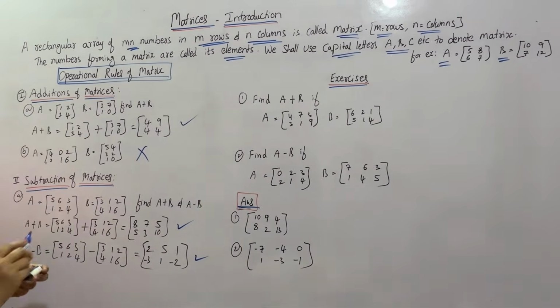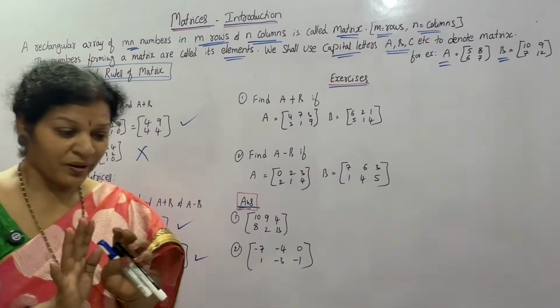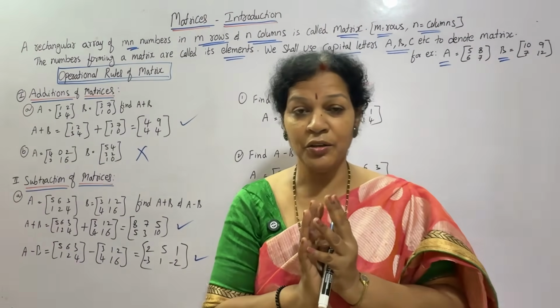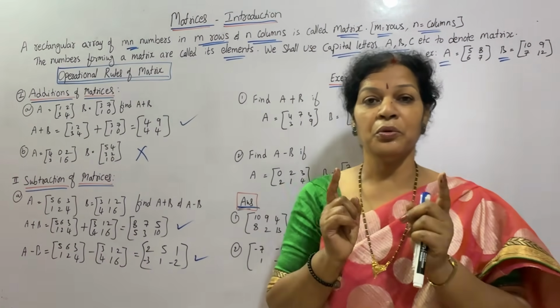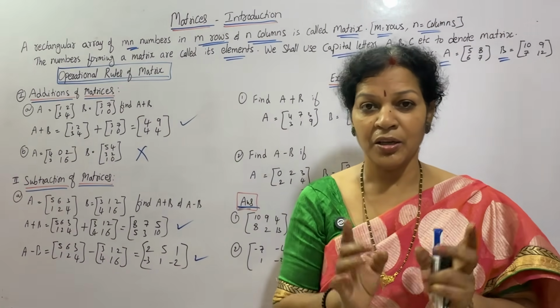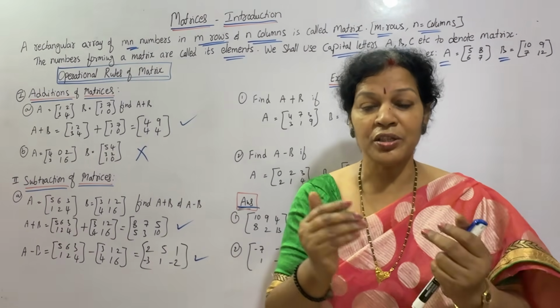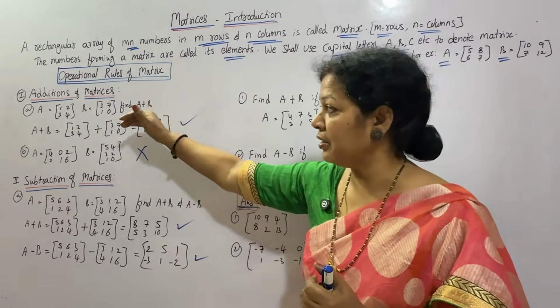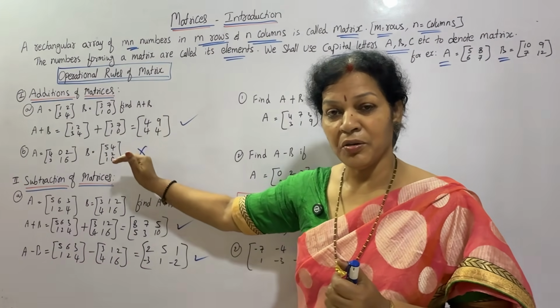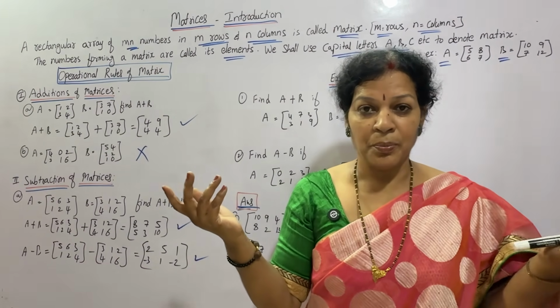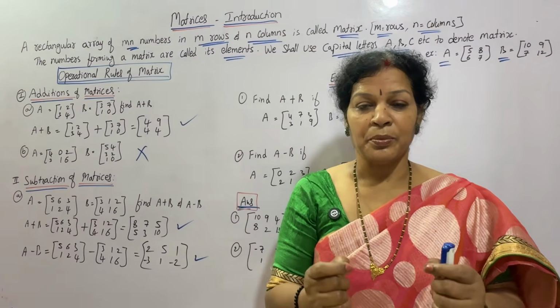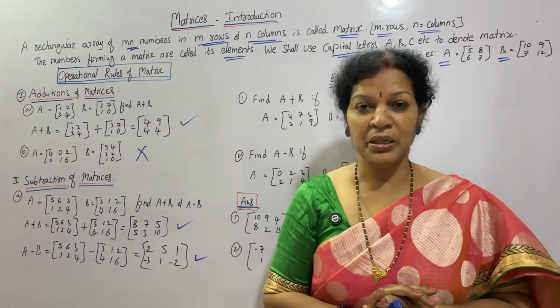A plus B, A minus B. That's all, very simple. The only thing you have to remember is, whenever you go for additions or subtractions, the rows and columns of both matrices should be the same. If the rows and columns are not matching, it is not possible to go for subtraction or addition. Am I clear about it?